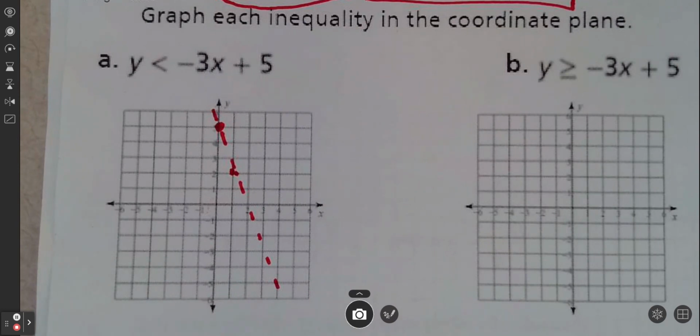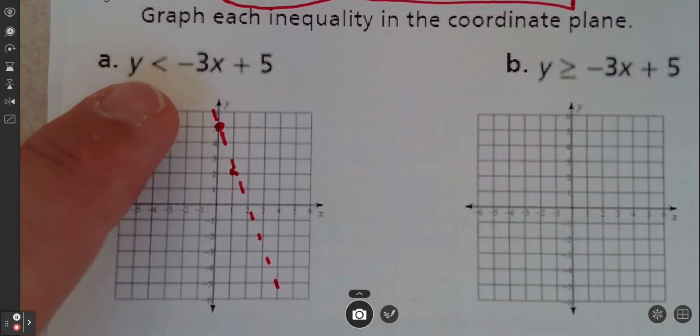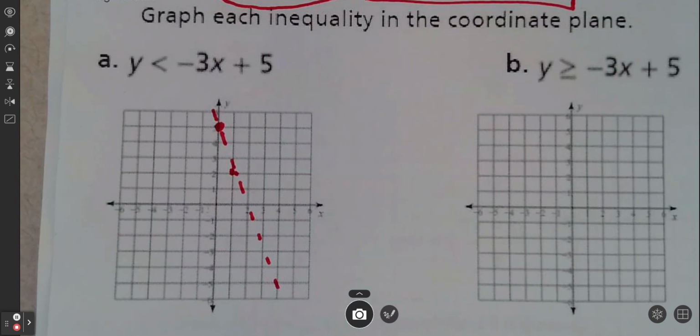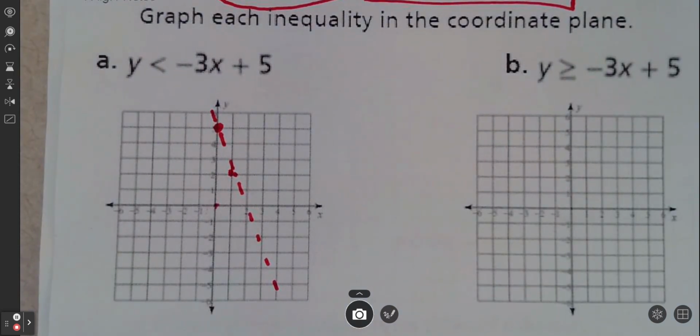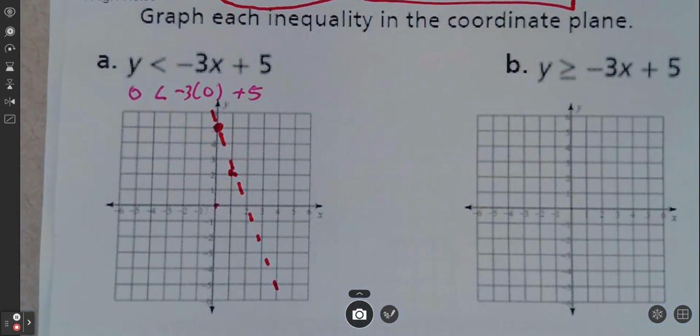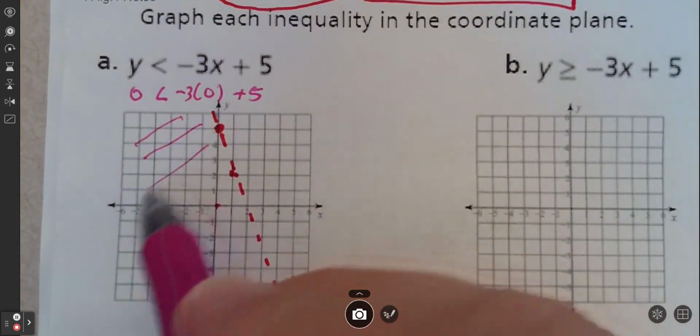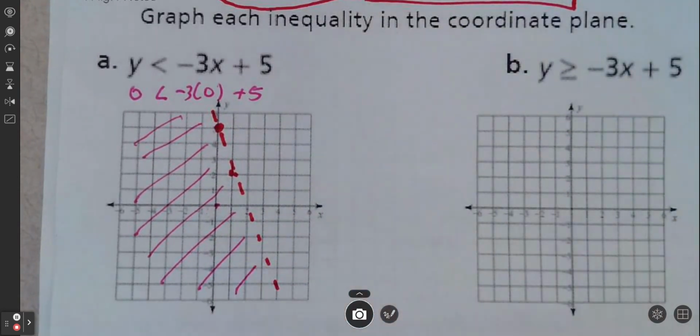The last thing I want to do is I have to shade. I'm going to shade because this is saying less than. We want to figure out what values work. Here's what I like to do. I like to test a point. What do you think the easiest point is to test? 0, 0. A point is an ordered pair. I'm going to test this point, meaning I'm going to plug in 0, 0 into the equation. So 0 is less than -3 times 0 plus 5. True or false? True. If that's true, then that means we shade, and you can just draw lines for shading that direction.